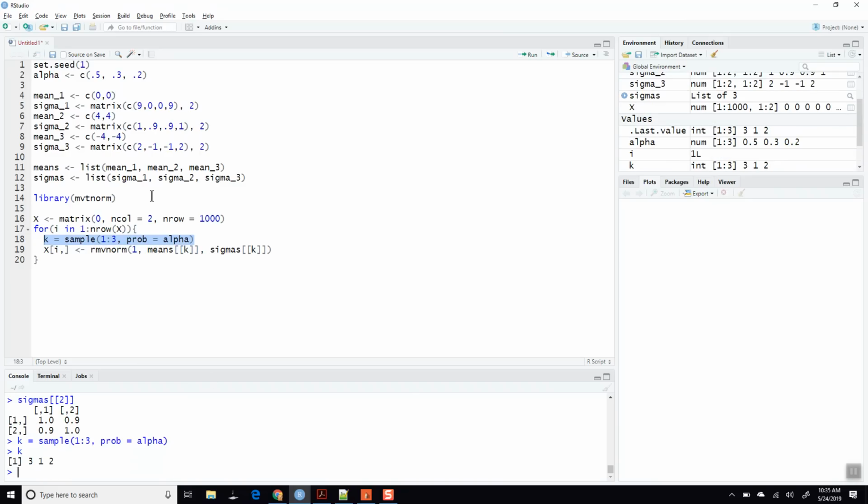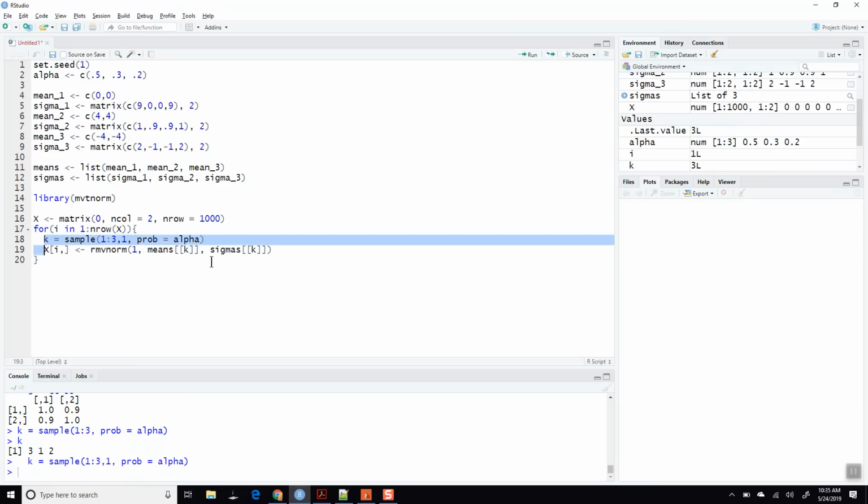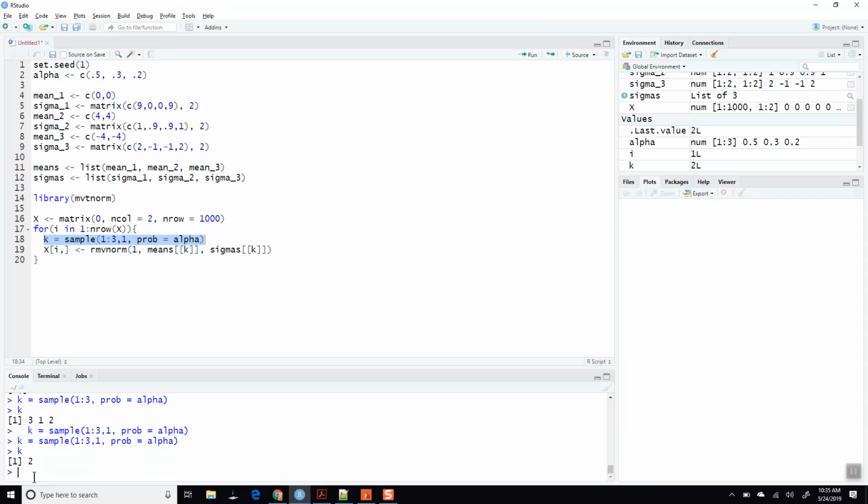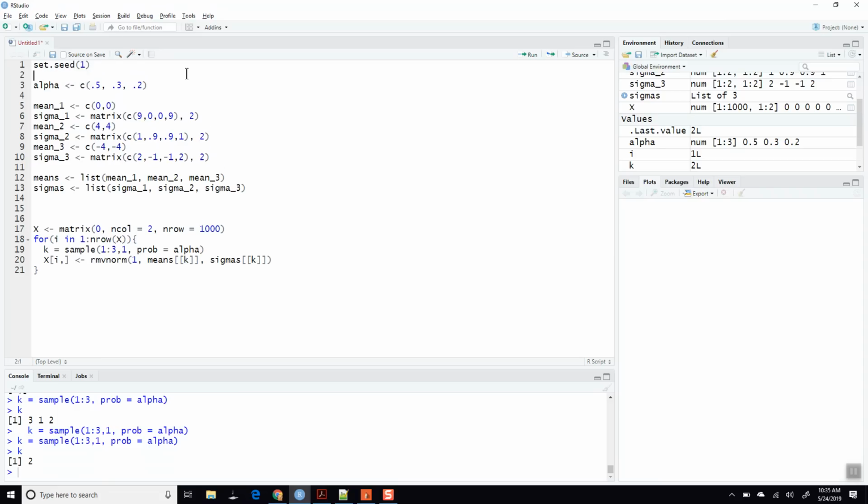K. Oh, that's why. Okay, so I just need from 1 through 3, I need one value of k. This is where the issue came in. Yeah, that's what I need. Okay, now it will work, I think. Okay, let's go ahead and we'll run this. Okay.